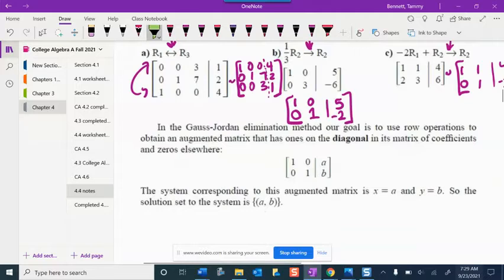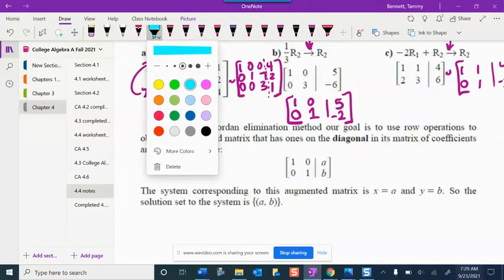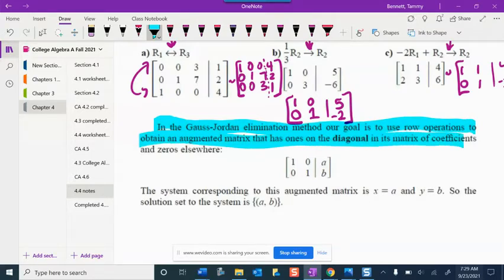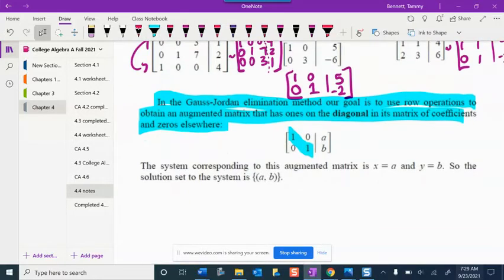Next thing that we need to know today is, in the Gauss-Jordan elimination method, our goal is to use row operations to obtain an augmented matrix that has 1s on the diagonals and 0 everywhere else. So I need diagonals of 1, which means we'll end up with a solution of 1x equals A, 1y equals B.